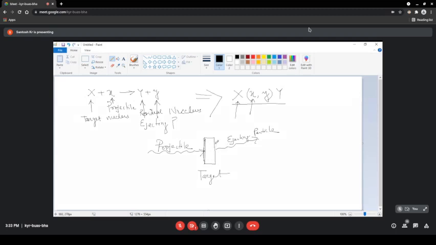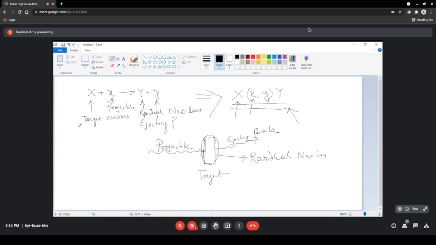And suppose this remaining nucleus is there, so it is known as the residual nucleus. Is it okay? So a nuclear reaction is represented by this representation. Is it okay for everybody? No?